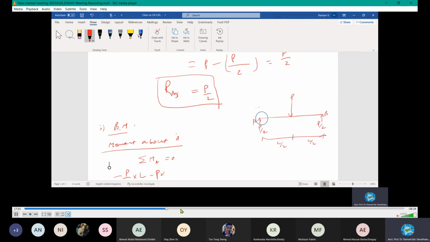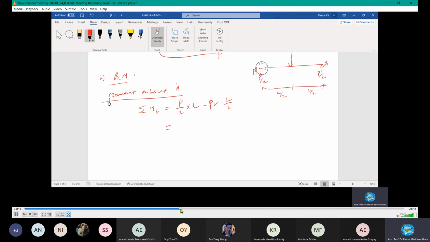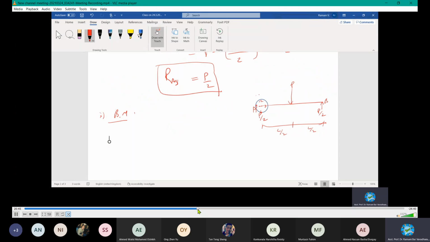Just keep the clock there. You will have it's coming this side. Wait, positive, anti-clockwise. It's total L, and then P by 2 L, and then bending moment at x equal to L by 2. Let's find. Okay, means what at P. So maximum bending moment, or max, is equal to at this point.